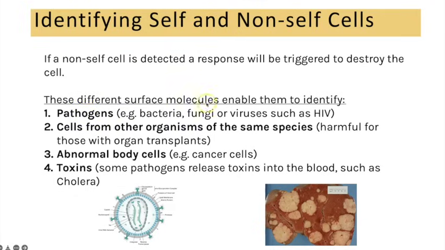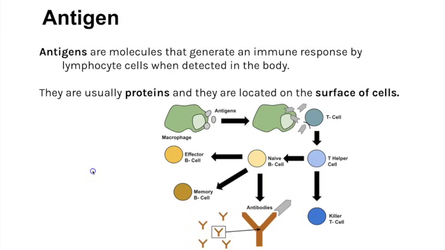And these different surface molecules enable them to identify pathogens, which we've mentioned, so bacteria, fungi, viruses, but it could also be cells from other organisms of the same species, and that can be harmful for individuals who have had organ transplants. It could also be abnormal body cells, for example, cancer cells, and finally toxins, because some pathogens release toxins into the blood, such as the bacteria cholera.